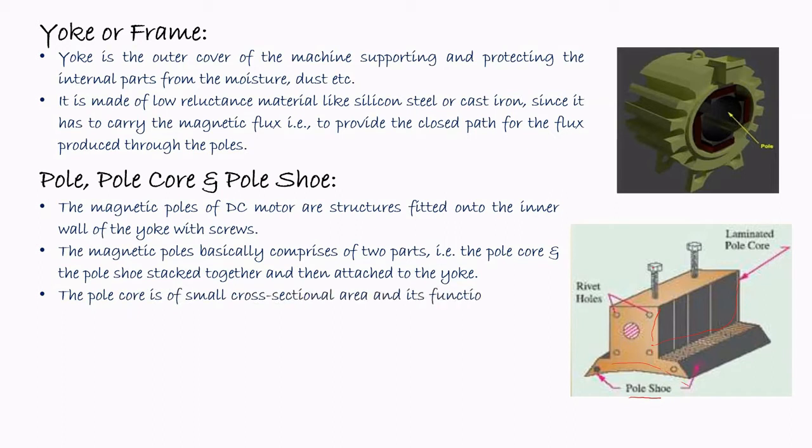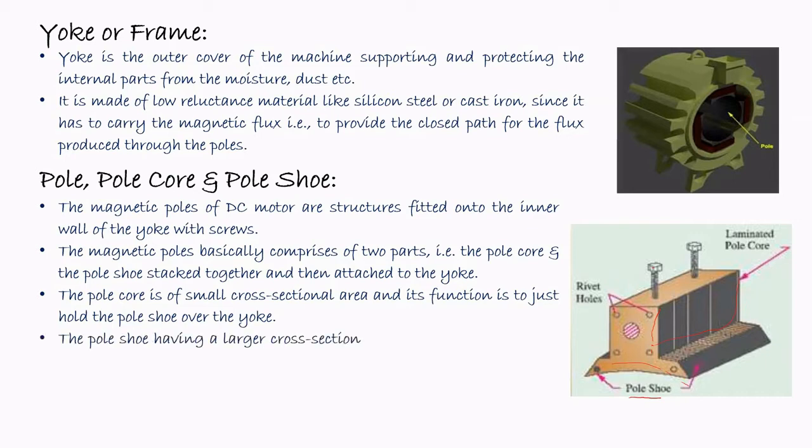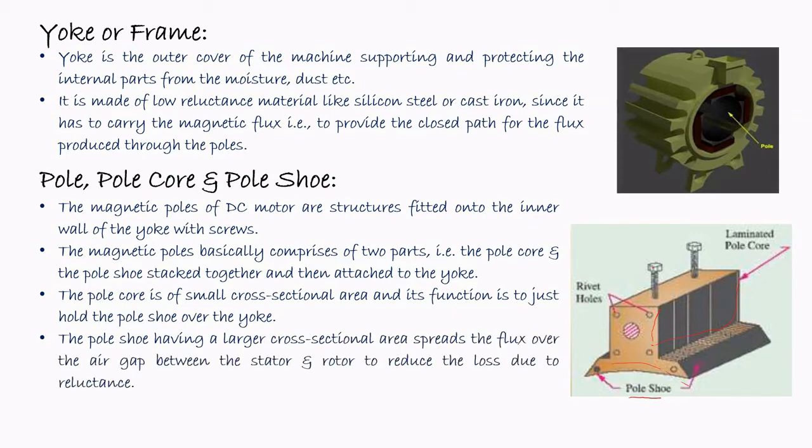The pole core is a small cross-sectional area and its function is just to hold the pole shoe over the yoke. And the pole shoe, having a larger cross-sectional area, spreads the flux over the air gap between the stator and rotor to reduce the loss due to the reluctance.